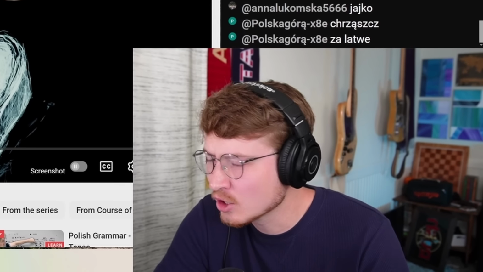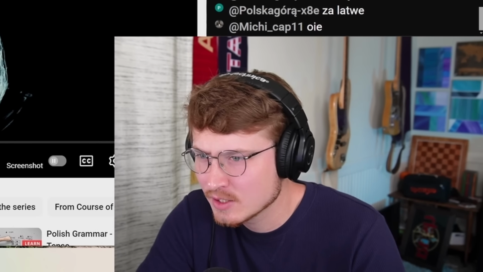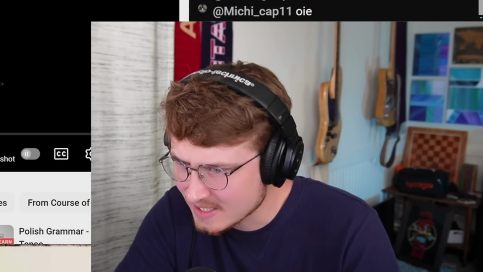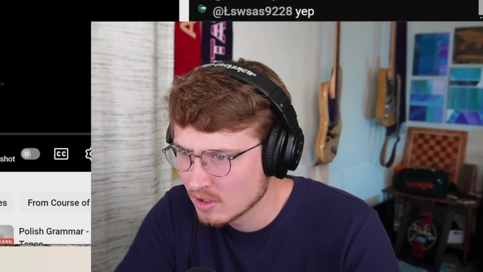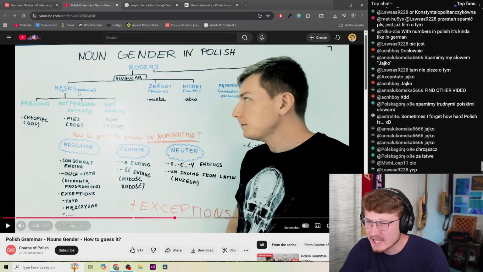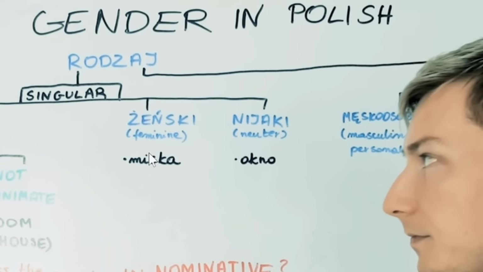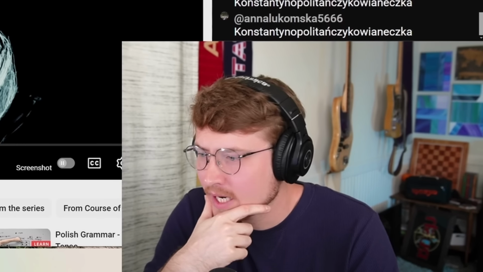I think I actually did learn previously that masculine nouns in Polish typically end in a consonant, right? Chłopiec, pies, dom, right? All those end in a consonant. Also interesting that masculine is divided up into all these three different columns, but then feminine, żeński, and neuter, nijaki, are not. Okay, but why do you need that distinction? I don't understand. Let's keep going.